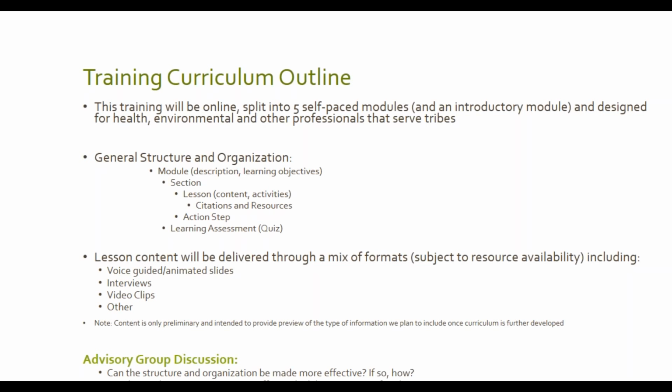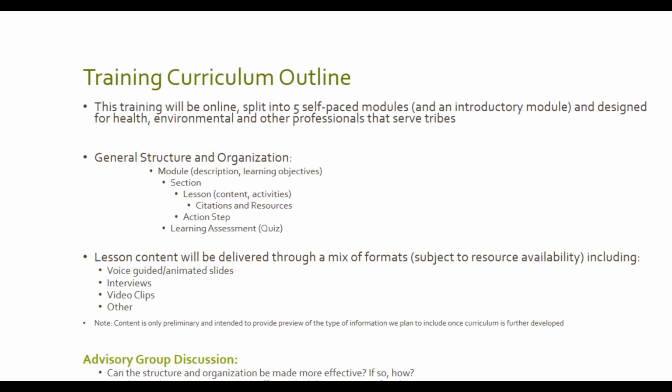At the end of every section will be an action step where we're encouraging people to actually do something that moves them along the process of helping them adapt to health and other impacts of climate change. And at the end of every module is a learning assessment, or in other words, a quiz. I'm sorry, I'm not quite done yet.